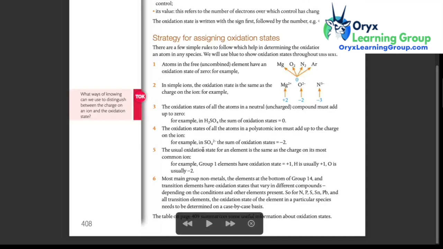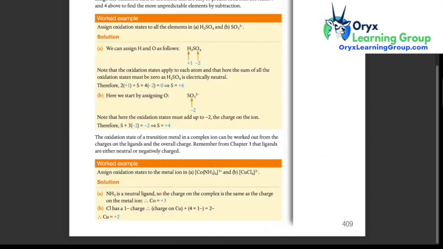Then the usual oxidation state for an element is the same as the charge on its most common ion. For example, hydrogen will be +1 always, and oxygen is -2 usually. Clear? There are some elements which have multiple oxidation states. For example, nitrogen, phosphorus, sulfur, tin, lead, and all transition elements. Depending on the case, they can have multiple oxidation states. We'll discuss the two examples we just took.